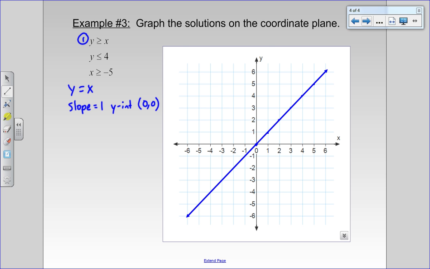Now, since the origin itself is on the boundary line, we can't use it as a test point to determine which side of this line should be shaded. So let's pick another point. 0, 1 is relatively simple to use. So if we let y equal 1 and x equal 0 in the inequality, 1 is greater than or equal to 0 would be true. So we would shade all the points on the same side of the boundary line as that point 0, 1.